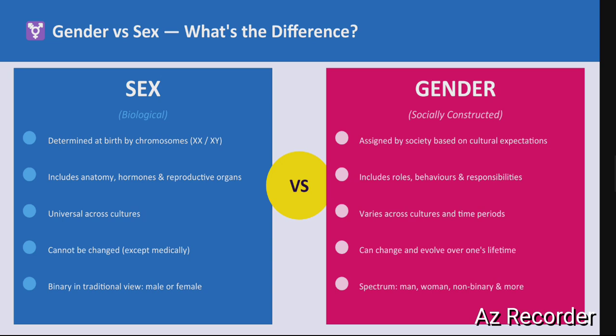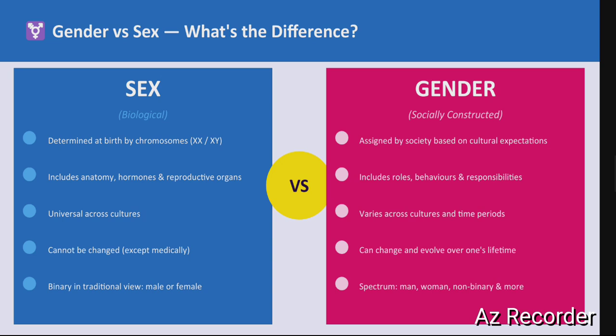Again, here the role, behavior, responsibilities. This is universal across the cultures, across the world. But gender varies across the culture and time period. It will get changed, it gets evolved, it gets refined. Everything in gender is in the hands of humans. But sex is not in the hands of humans. It cannot be changed. Medically there may be something, but it is a nature given by God that cannot be changed.